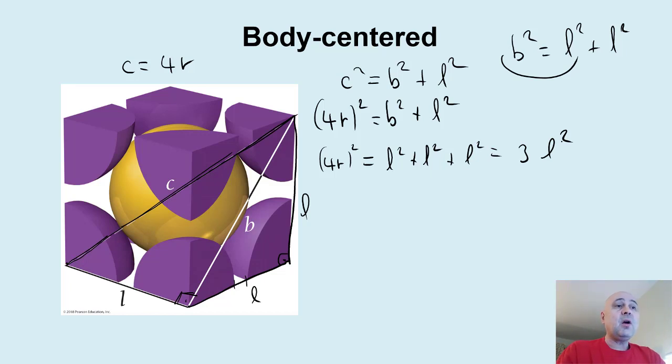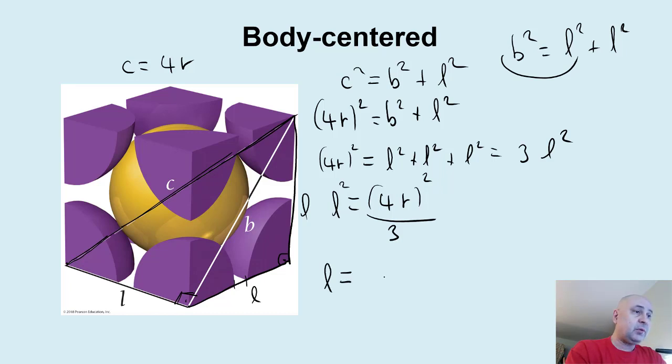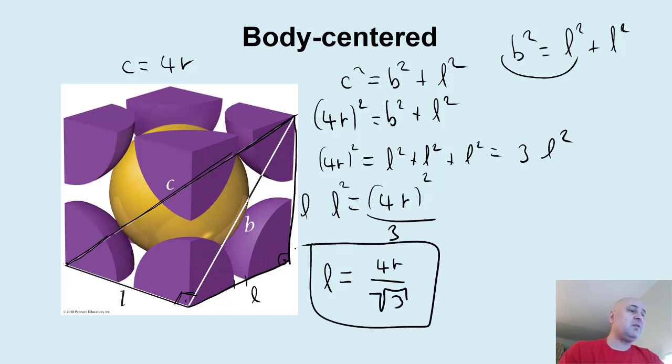If we isolate L now, I'm going to divide by 3 on both sides. I'm going to put L on the left, so I'm going to say L squared is going to equal (4r) squared divided by 3. And now if I take the square root of both sides to have L by itself, I then get L equal to 4r divided by the square root of 3. And so this is the relationship of L to the radius.